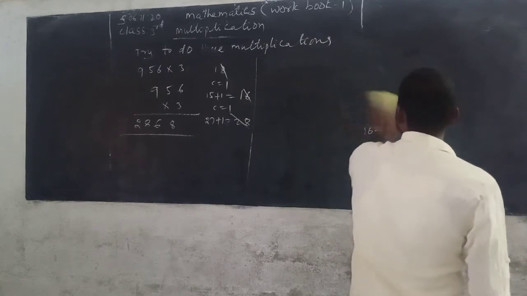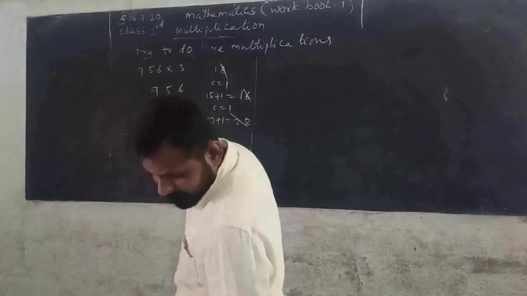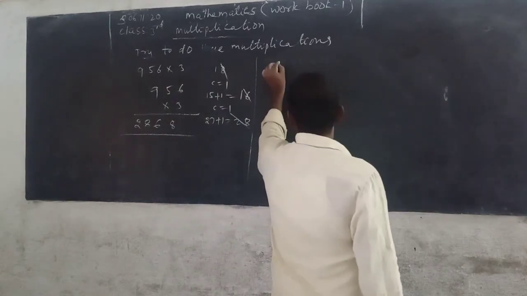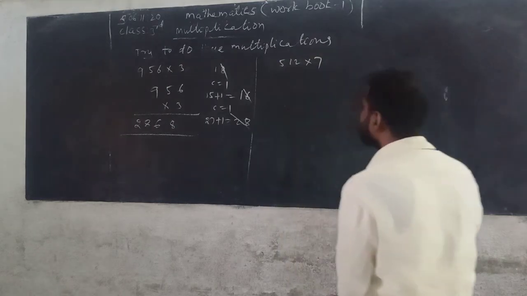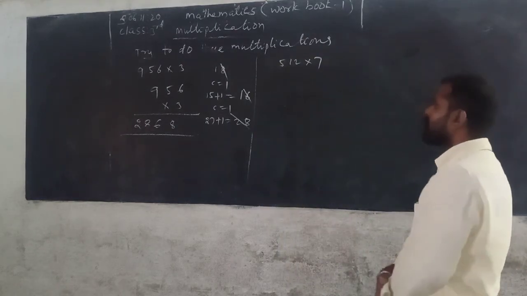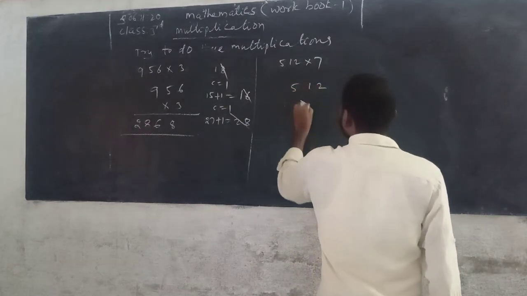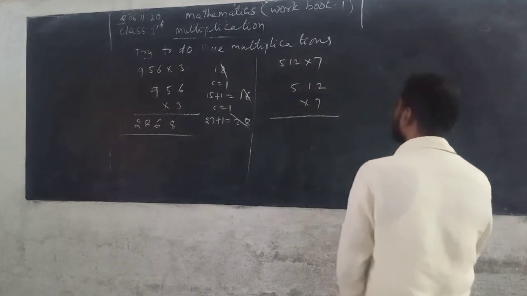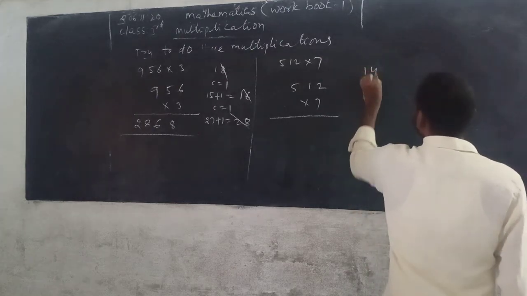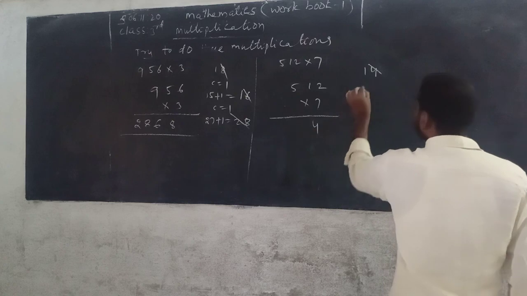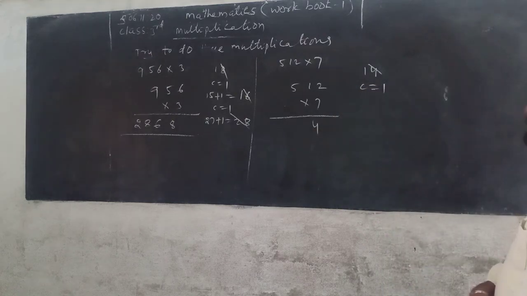Now next one, 512 into 7. See here, 512 into 7. Write in column wise according to their places. First we multiply the digits in ones place, that is 2 with 7. 7 2s are 14. In it 4 is taking, write down in ones column of the product, and the remaining number 1 is carrying.